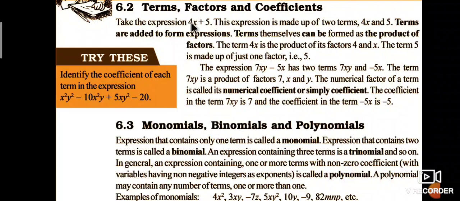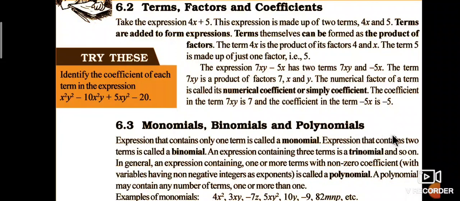An expression that contains only one term is called a monomial. Dear students, remember, what is a monomial? An expression having one term is called a monomial. For example, 5x is a monomial.